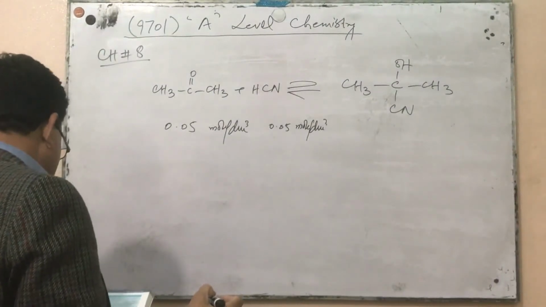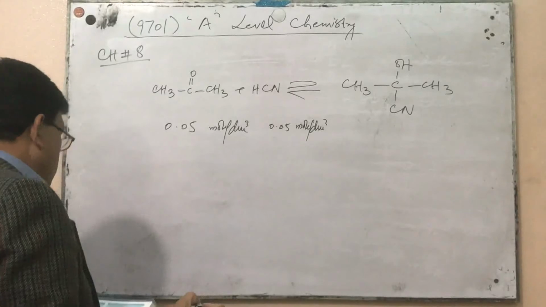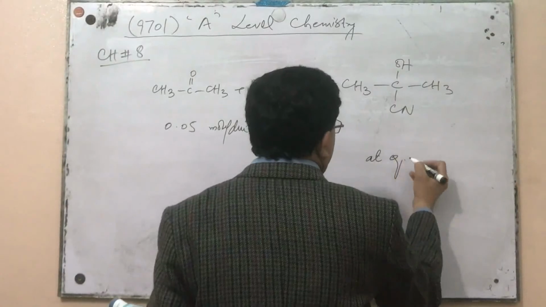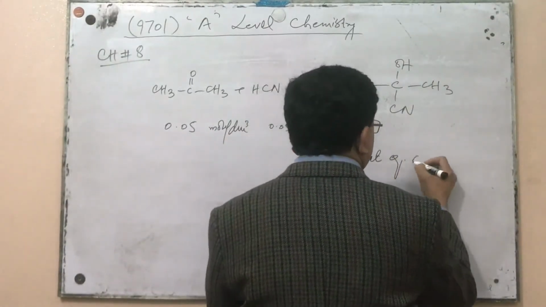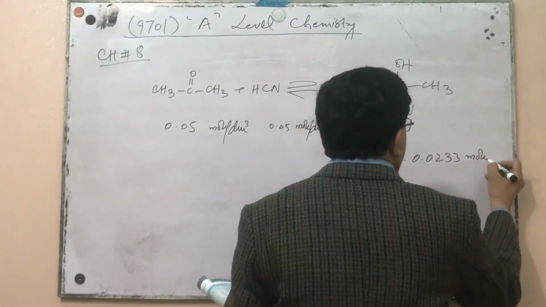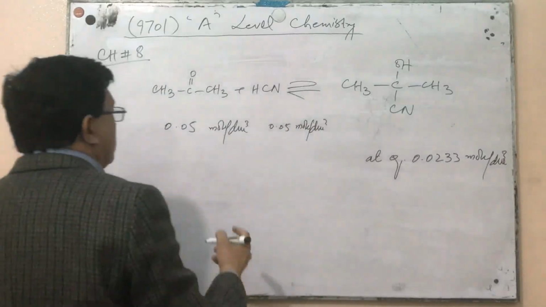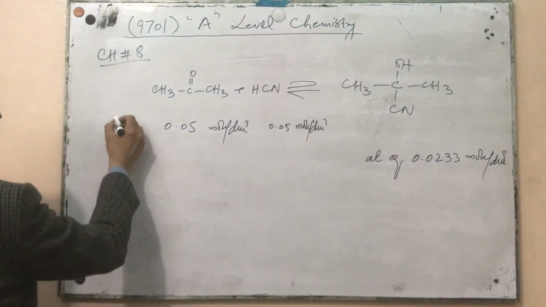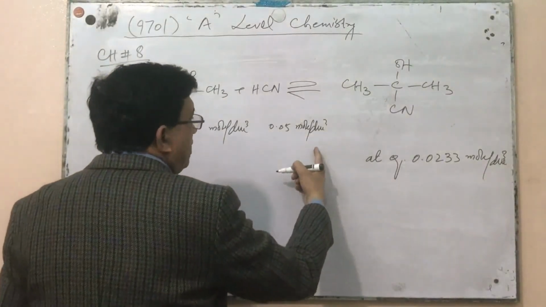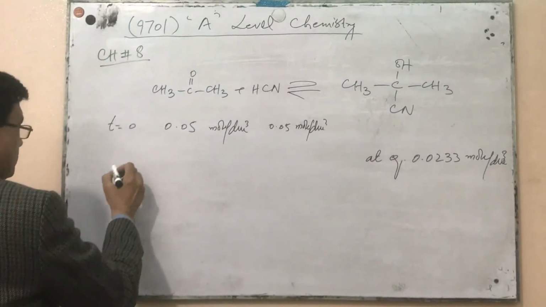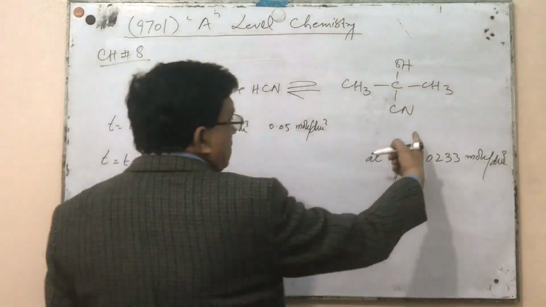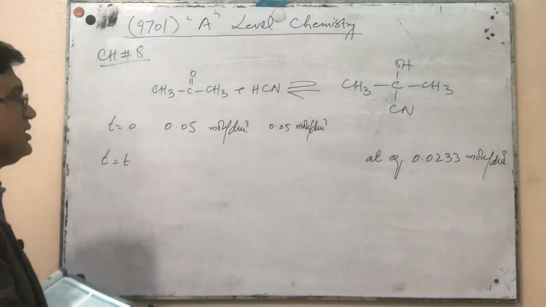At equilibrium, the concentration of the product is 0.0233 moles per dm cube. Now, it means that these are the initial concentrations when t is equal to 0. It means that the reaction has not started yet. But when the reaction starts, at t equal to equilibrium, then the concentration of product is this much.